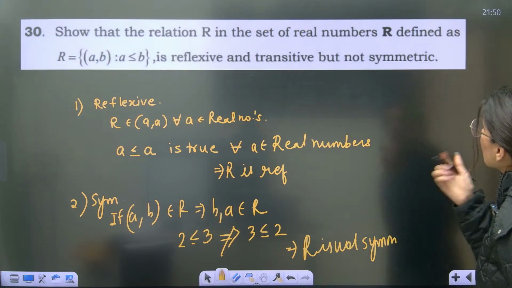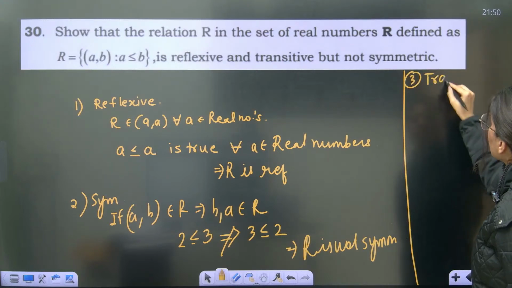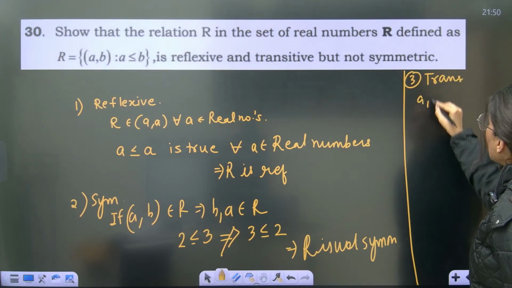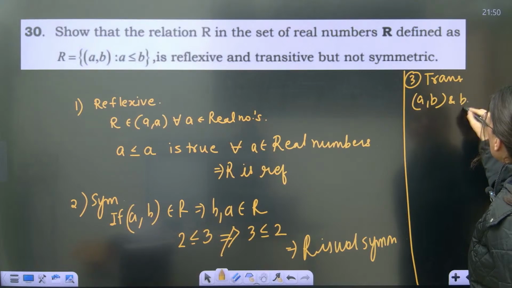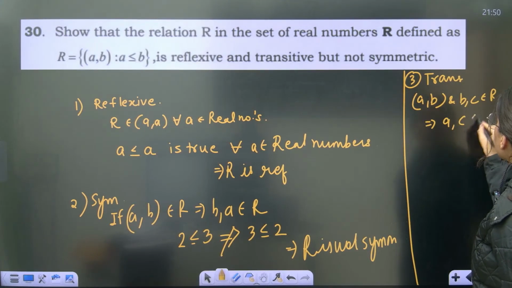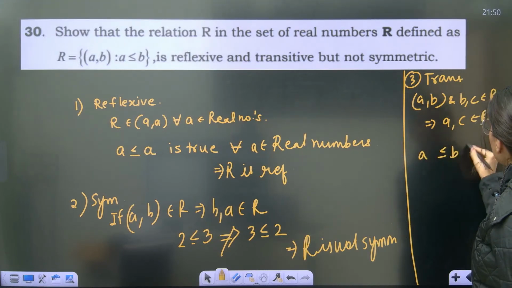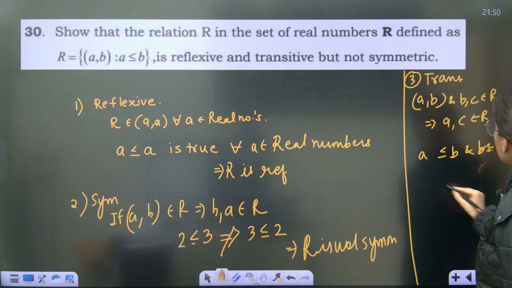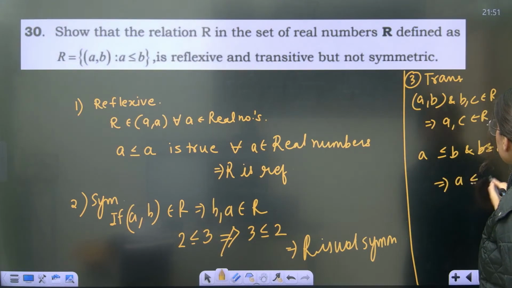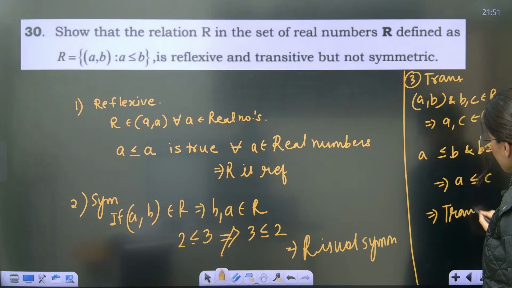Then transitive. Transitive says if (A, B) and (B, C) belong to R, this implies (A, C) also belongs to R. Obviously, A is less than or equal to B and B is less than or equal to C definitely implies A is less than or equal to C. Hence this is a transitive relation.